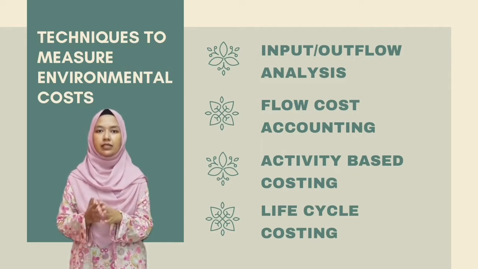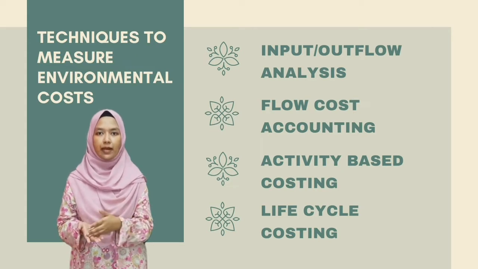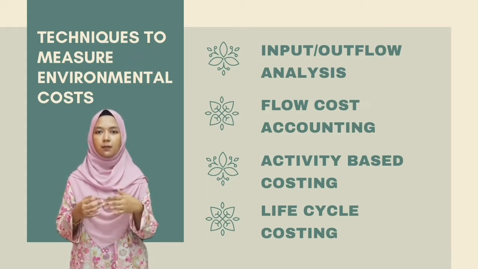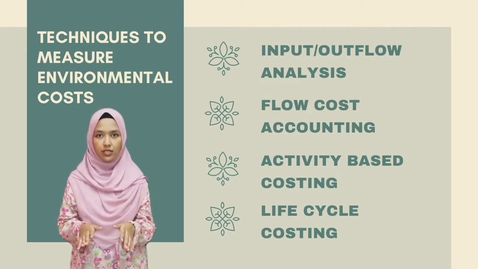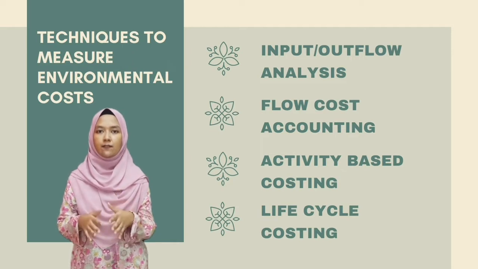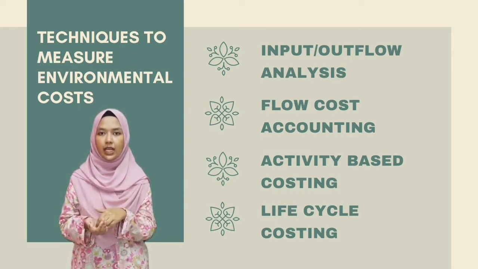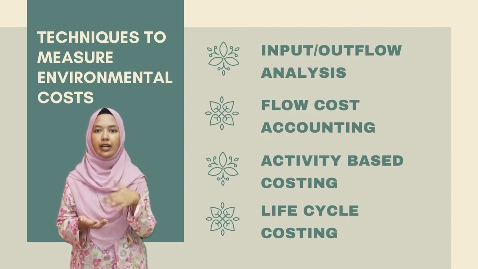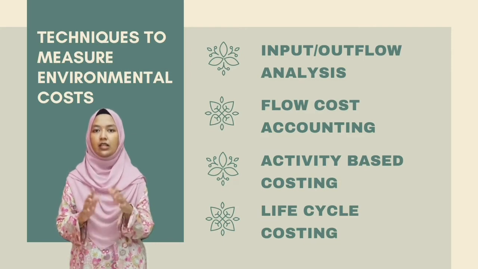Next, the flow cost accounting. It is a method that refers to the path or manner in which costs move through a firm. It not only focuses on the material flows, but also organizational structure. The purpose of this flow cost accounting is to decrease the quantity of the material, which will benefit the environment and at the same time benefits the company's total cost in the long run.